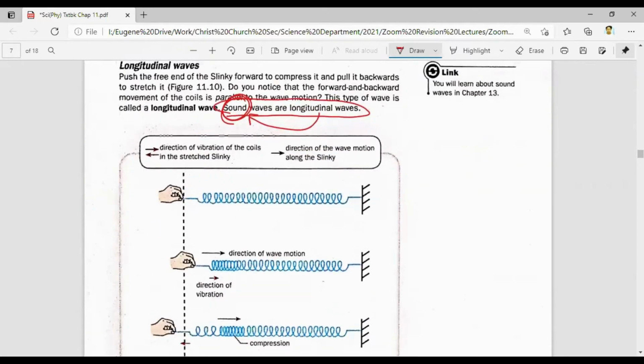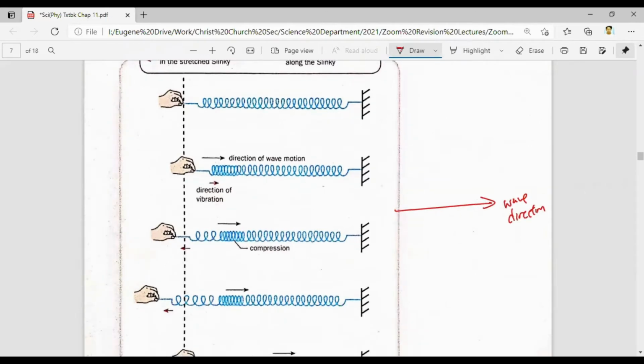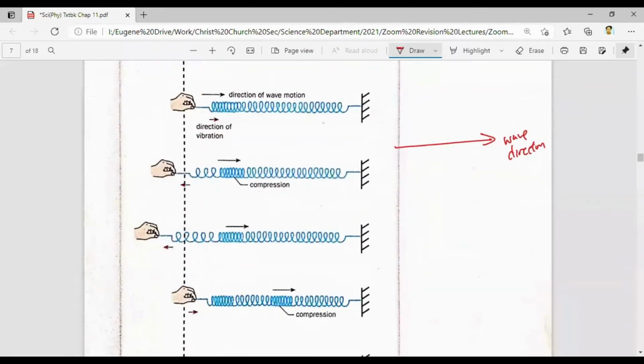But now let's look at the wave motion. The wave in this case is going in this direction, forward from left to right. This is the wave direction. What is happening? The hand is pushing forward, going backwards, going forward, going backwards. So you can see the hand is moving forward and backwards, whereas the wave is going towards the right. So this is the vibration or the oscillation.